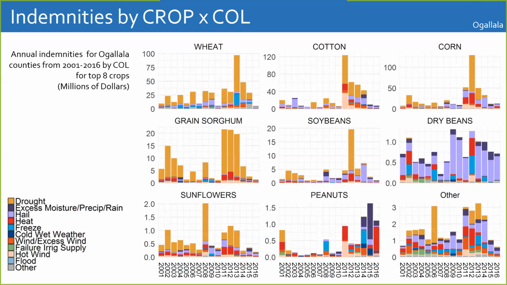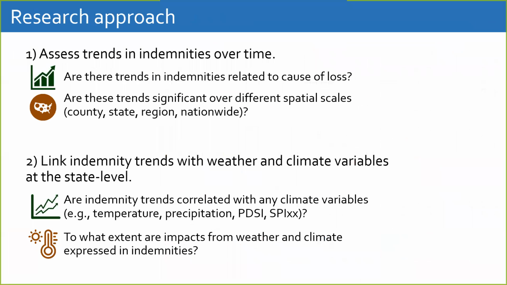So for example, you can see that the primary cause of loss for wheat grain is drought, but for dry beans, it's mostly hail. And so it's interesting to see if causes of loss are changing over time, but also if the annual indemnity for different crops are changing over time. And so this is kind of the first objective, just doing a data visualization and analysis of what's there by different spatial and temporal scales. And so it's just a snippet of what can be done with these data.